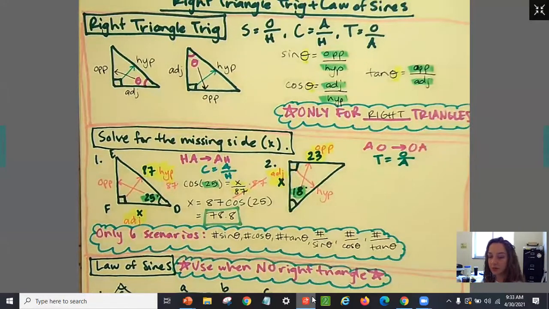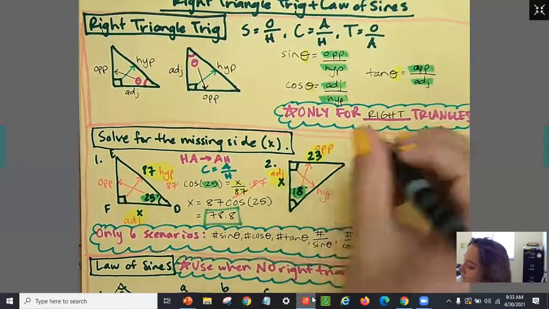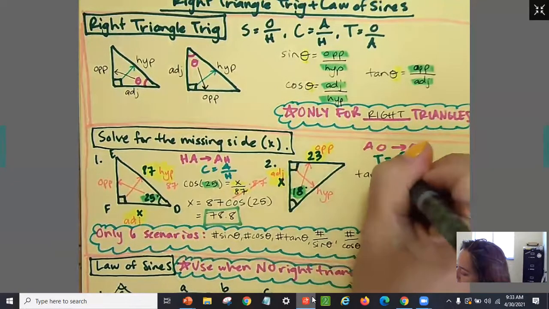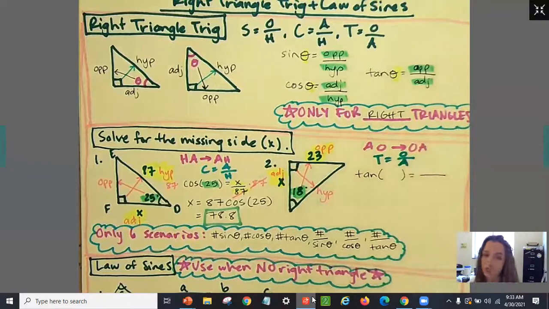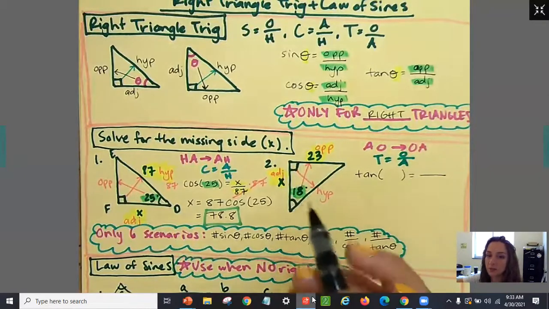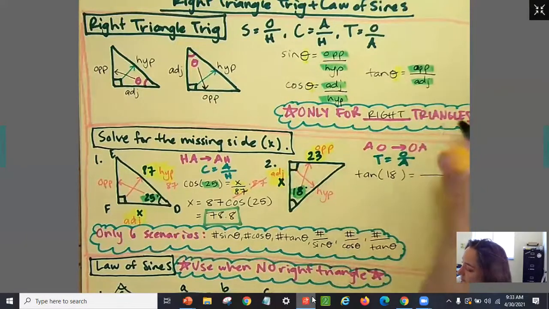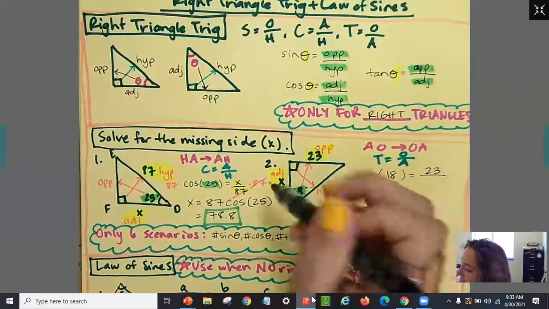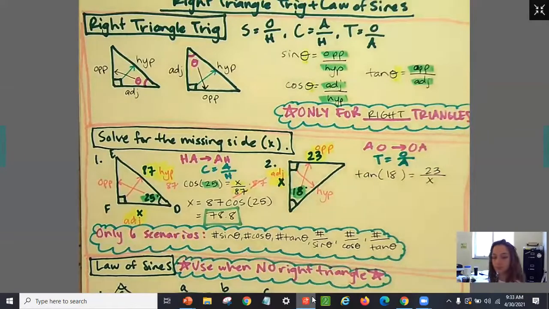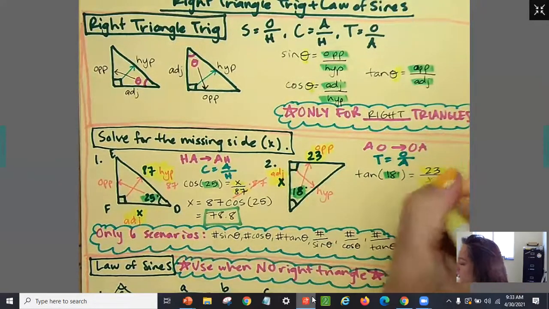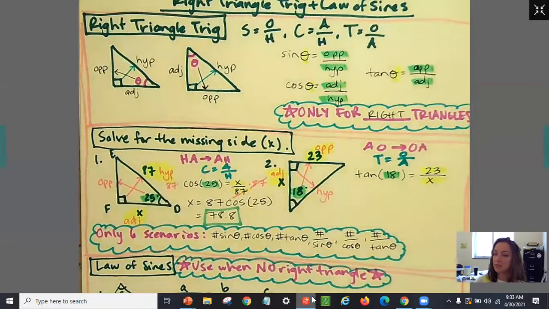All right, so let's plug in our values. We're going to have tangent of the angle equals the opposite over the adjacent. So our angle is 18. We're going to plug that in here. Our opposite side is 23. And our adjacent side is x. Okay, so we have this equation here. And I want to show you how you can solve this out. And then I'll show you a shortcut that you can use here. So I'm actually going to grab a sticky note to show you how you can solve this.